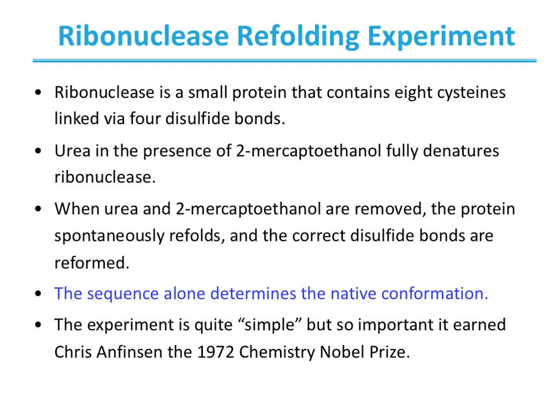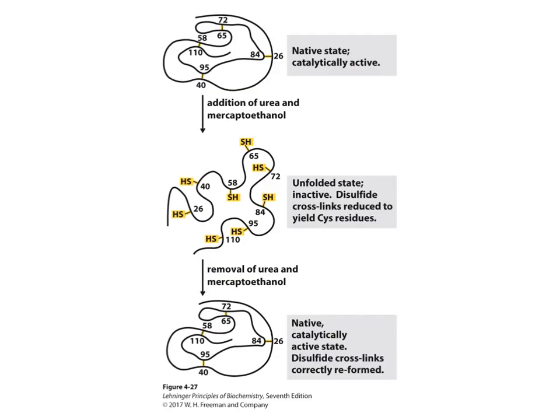A famous ribonuclease refolding experiment was done by Chris Anfinsen, which won him the 1972 Chemistry Nobel Prize. Ribonuclease is a small protein that contains 8 cysteine residues linked via 4 disulfide bonds. Urea, in the presence of 2-mercaptoethanol, fully denatures ribonuclease. When urea and 2-mercaptoethanol are removed, the protein spontaneously refolds. This showed that the sequence alone determines the native conformation.